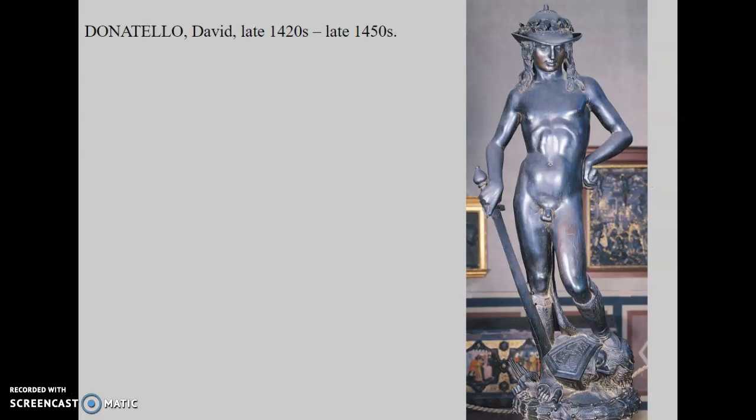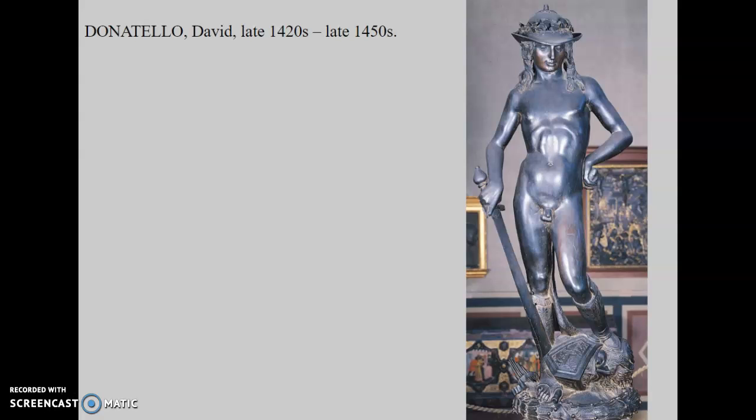One of the things that sets this piece apart, though, from just being a copy of a classical statue is David's face. So even though he's won this battle, he's won this great victory, he doesn't look ecstatic, he doesn't look overly victorious. Instead, he looks a little bit pensive or introspective.